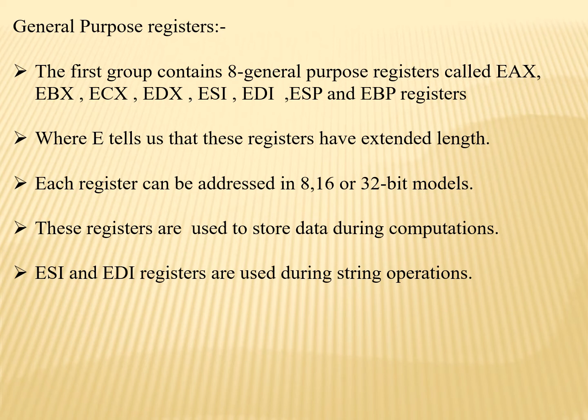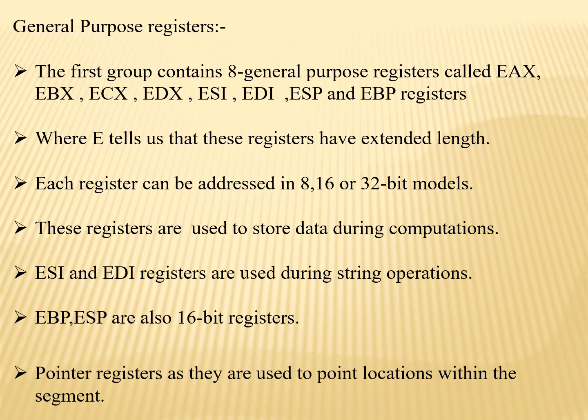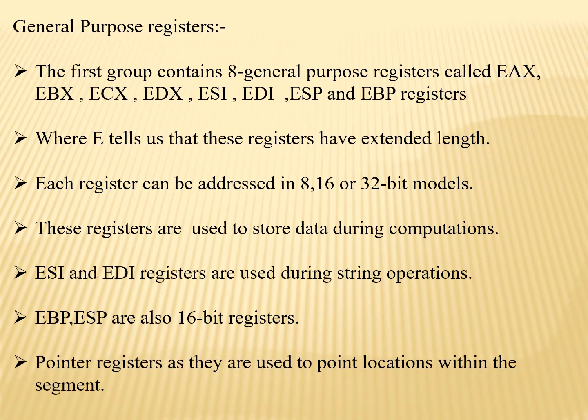ESI and EDI registers are used during string operations. EBP and ESP are also registers, called the pointer registers. Pointer registers are used to point to locations within the segment. So whenever we learn about the segment registers, the pointer registers play a very important role.